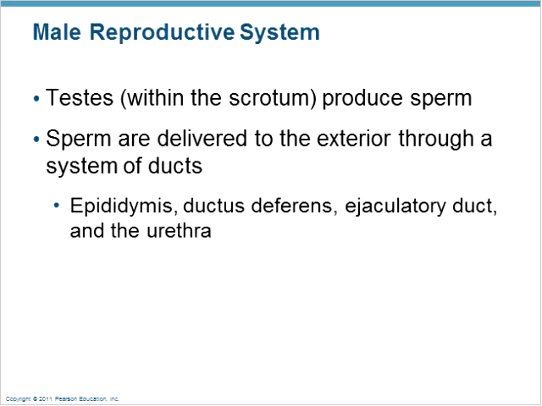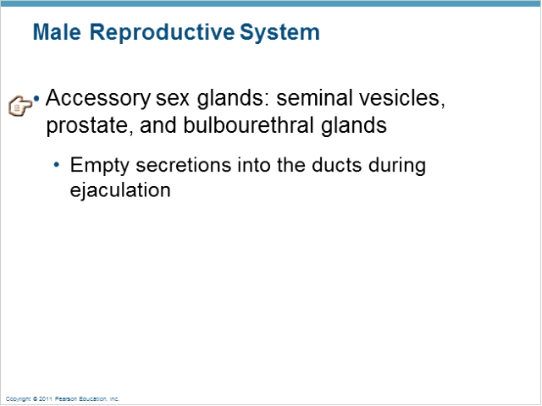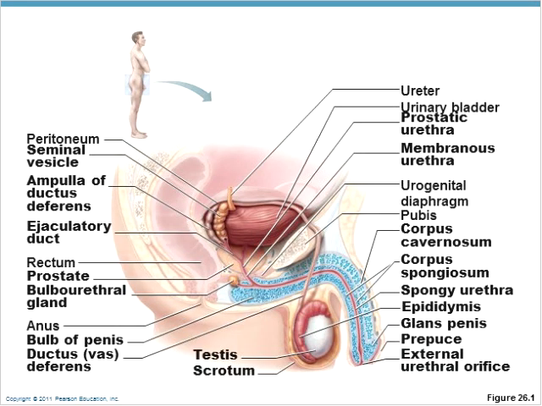That's important to know. The testes within the scrotum actually do several things. They produce sperm. The sperm are delivered to the exterior through a system of ducts, that being the epididymis, the ductus deferens or the vas deferens, the ejaculatory duct, and finally the urethra, and we'll take a look at that in a bit. The accessory sex organs, the seminal vesicles, the prostate and bulbourethral glands, empty secretions into the duct during ejaculation and help make up part of the ejaculate.